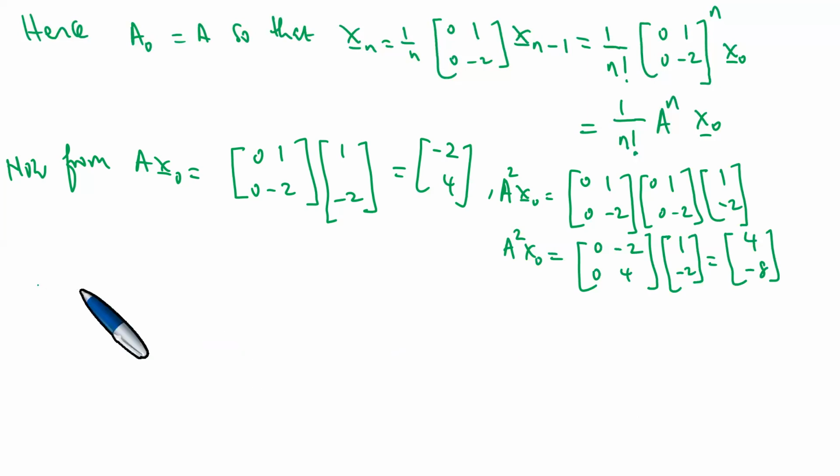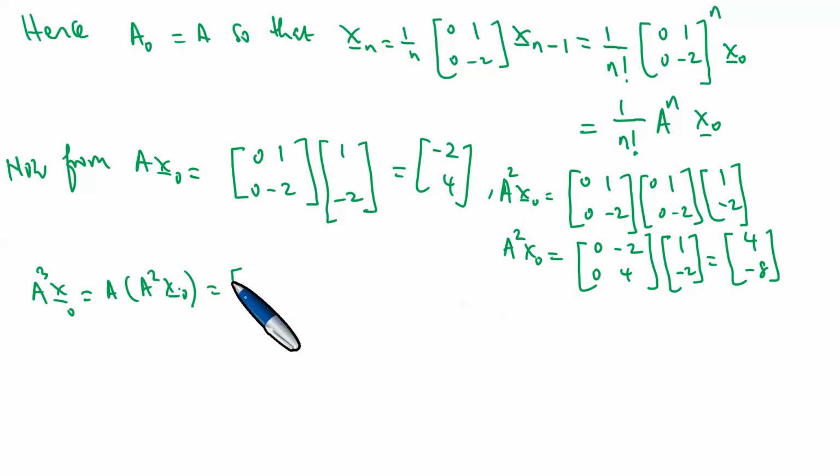Let's do the cube. So we're going to do A cubed x naught. A cubed can be seen as A times A squared x naught. There are many ways to think of that, and many ways to quickly do this one. That is the matrix A, 0, 1, 0, minus 2. But A squared x naught is 4, minus 8.